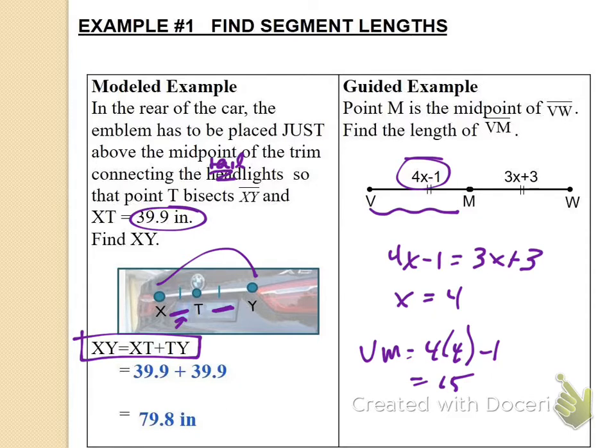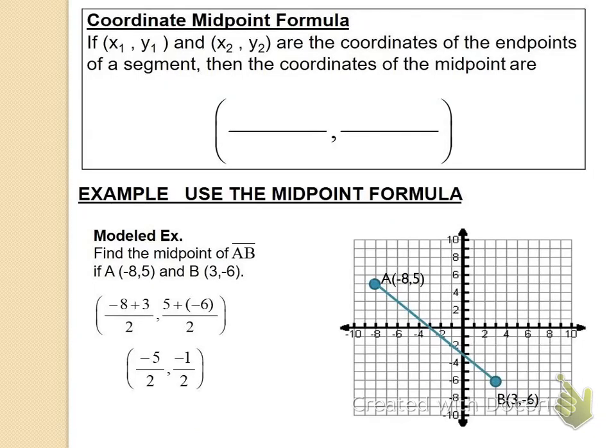Now, since VM is 15, that means MW is going to be 15, which means that VW would be 30, right? So we can even find more information if we really needed to, just by knowing that M is the midpoint. Pretty powerful stuff. All right? So that's what a midpoint is and how we use it.